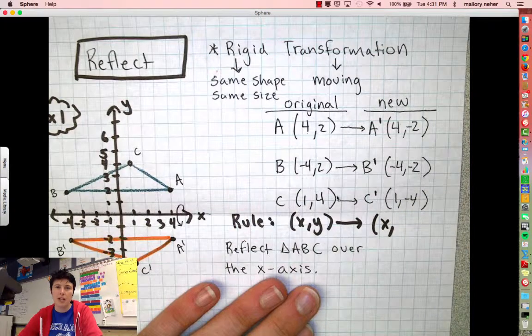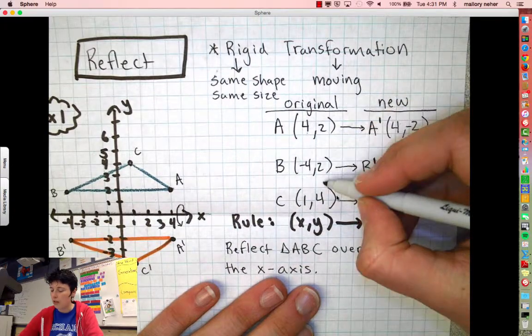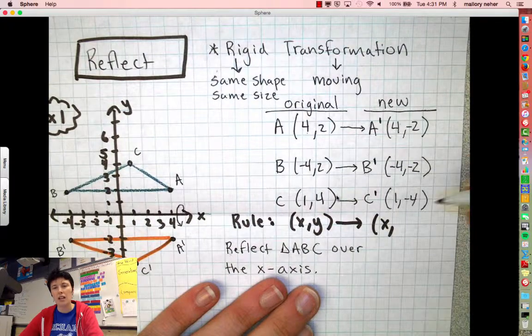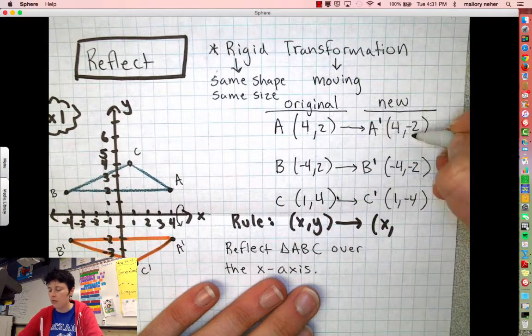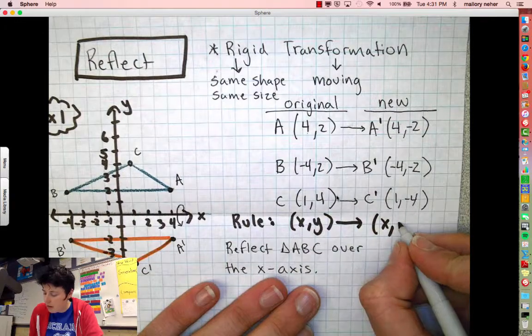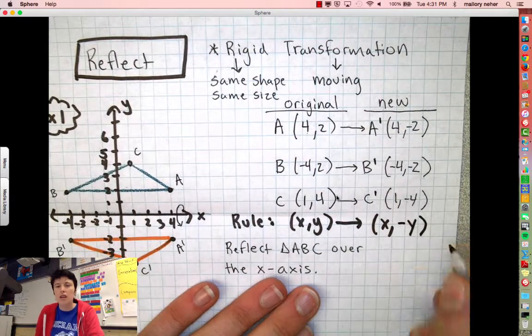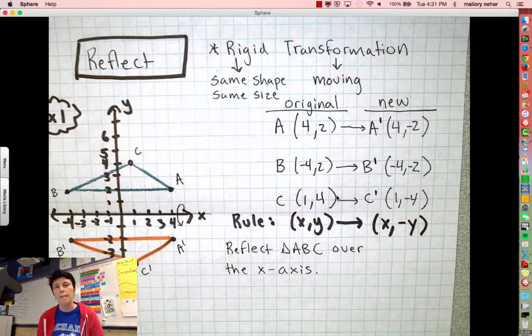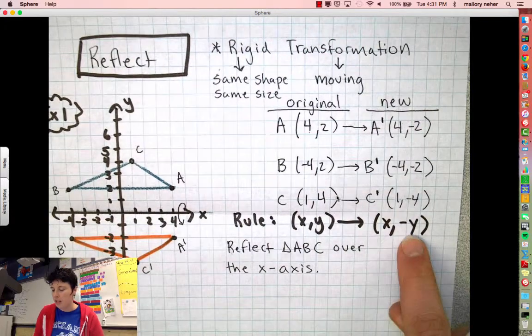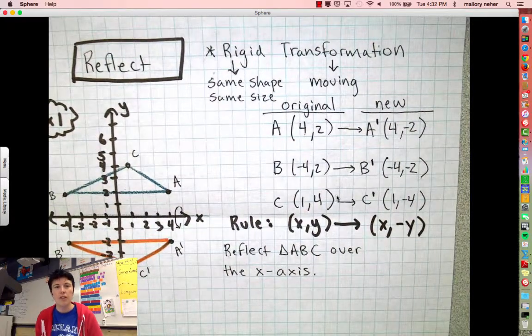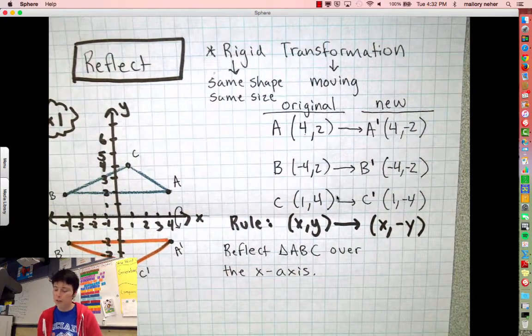There was no change to the x-coordinates. There are changes to the y's though. Look what happens. They change signs. The 2 became a -2. So we're going to say that the rule is to change the sign, change y to a -y. The little negative symbol flips the sign. And that is the rule for our rigid transformation, for reflection.